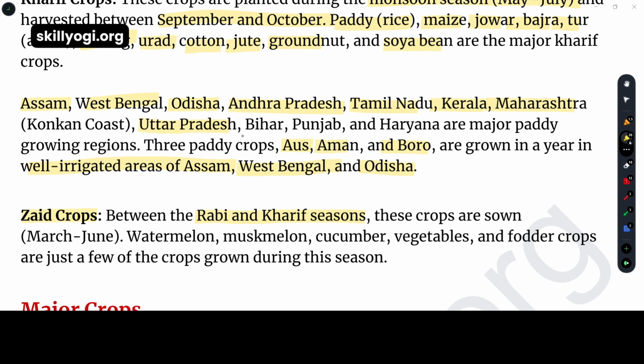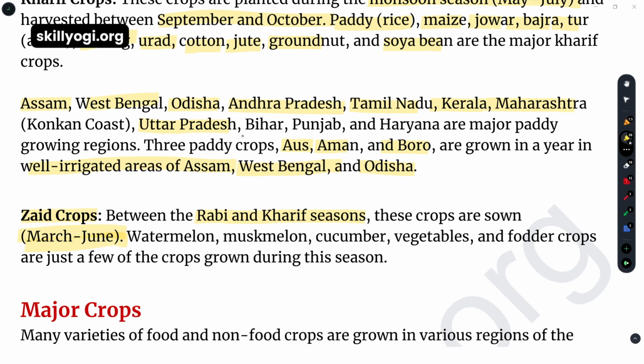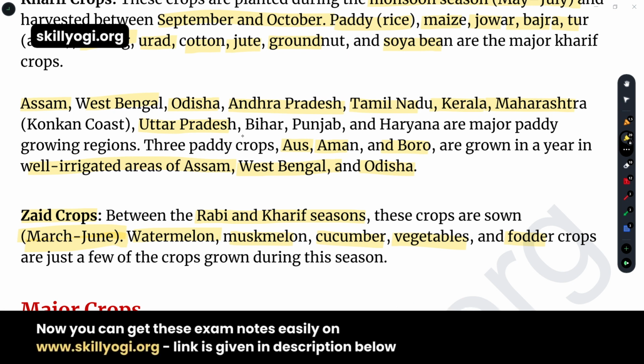seasons. These crops are sown during the month of March to June. Watermelon, muskmelon, cucumber, vegetables. That means these crops we are getting every time. Not muskmelon, watermelon, but cucumber, vegetables, fodder crops we are getting in all seasons of our country. So these are just a few of the crops growing during the season. Okay, so these are the cropping patterns.